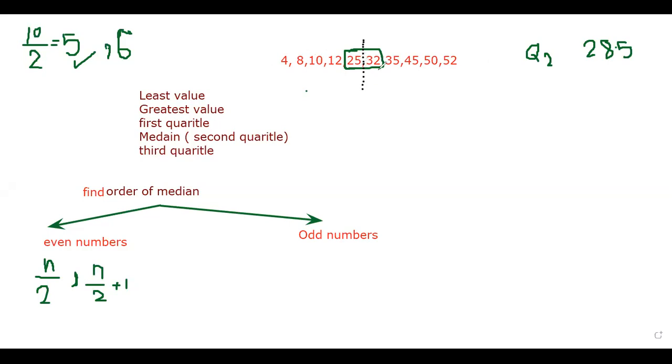In the lower data, how many numbers do you have? 5. Is 5 odd or even? An odd number. I got the answer for the first quartile, tell me. It's 11.8. How did you find it? I added the numbers and divided by 5.